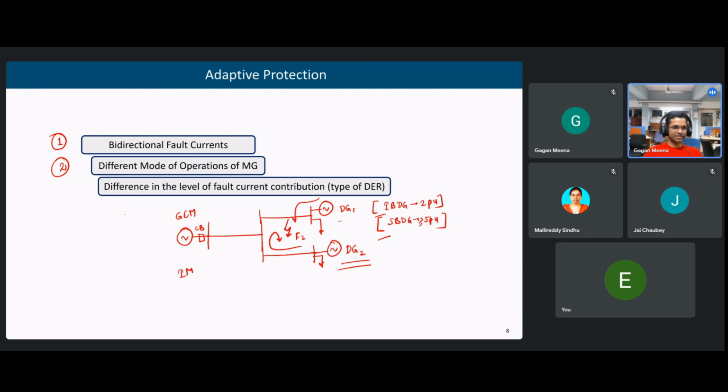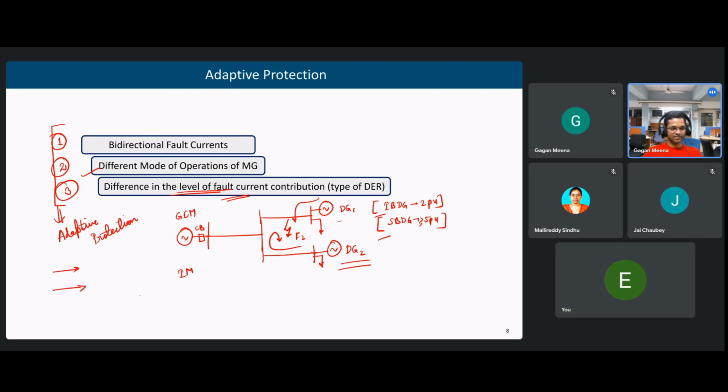So this is the second reason. Then the third, we also discussed, is that there is a difference in the level of fault current because of the type of DG. So all these are the problems which require us to go for this adaptive protection, where we can deal with both types of mode. It should be able to differentiate between the different DGs also.